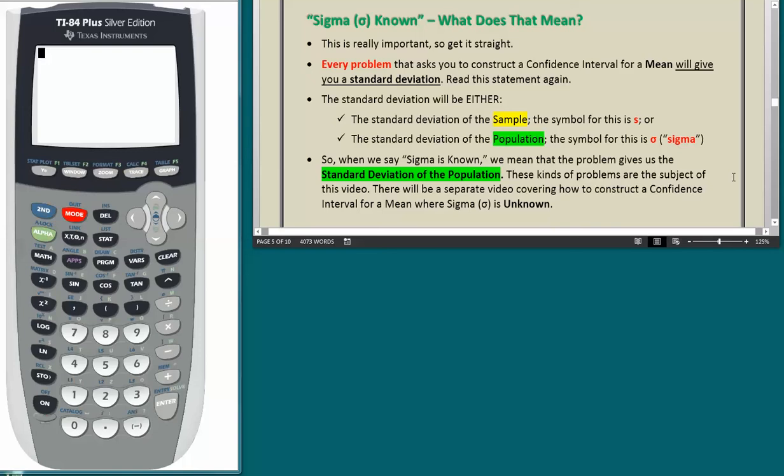These kinds of problems are the subject of this video. There will be a separate video covering how to construct a confidence interval for a mean where sigma is unknown. And by the way, all this stuff about sigma is known, sigma is unknown is only for mean problems. You may have seen the video on constructing a confidence interval for a proportion. Sigma has nothing to do with confidence intervals for proportions. There's just one kind of that problem. With means, there's two kinds.